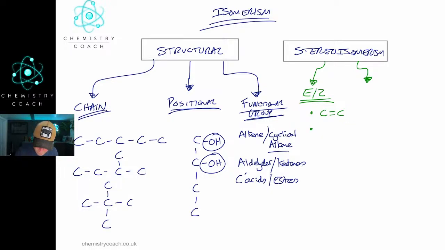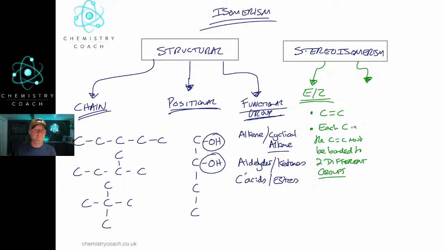And then the other thing, and this is always hard to word, I found with students in the exam, is that each carbon in the C double bond C must be bonded to two, and this is the key word, different groups. Now, it doesn't matter what those groups are, okay? They can be methyl groups, ethyl groups, propyl groups, whatever. It could be an OH, a chlorine, just a hydrogen, literally anything, okay? So you've got to be able to spot. They just have to be different to each other.